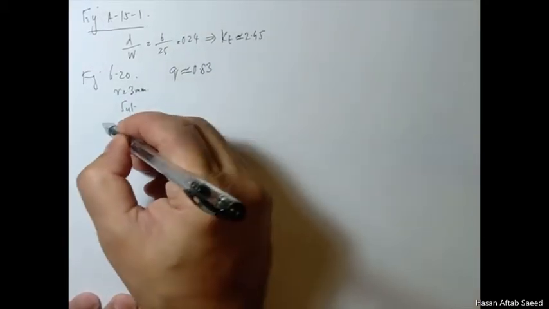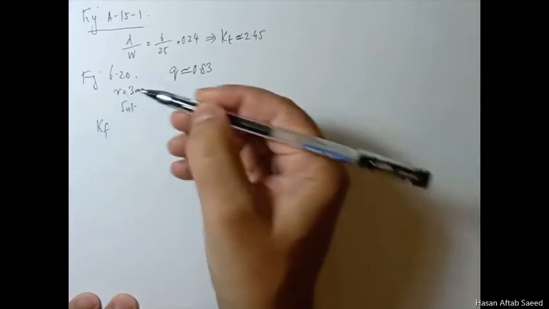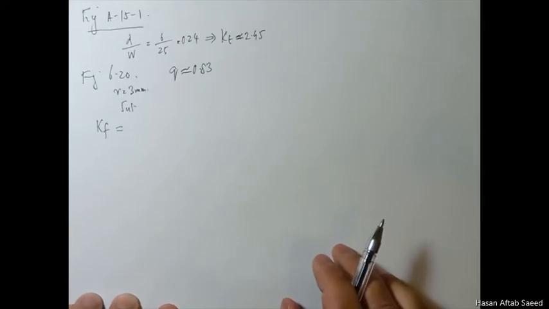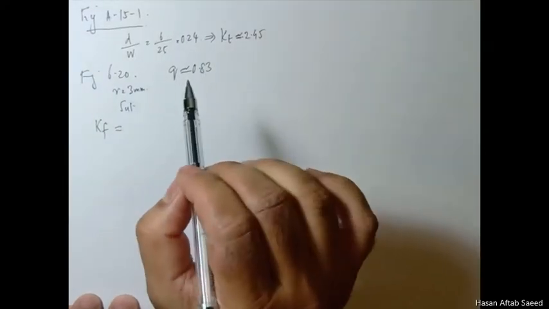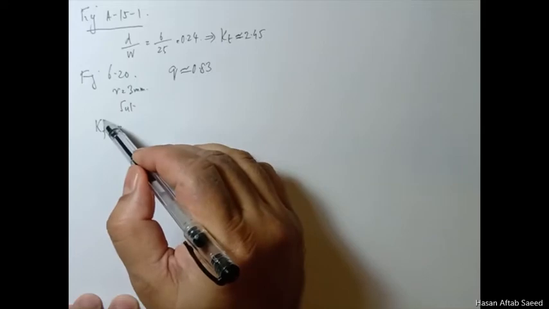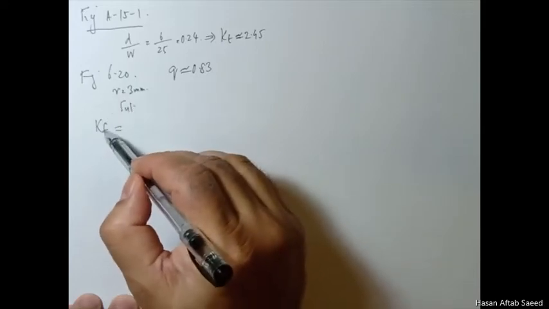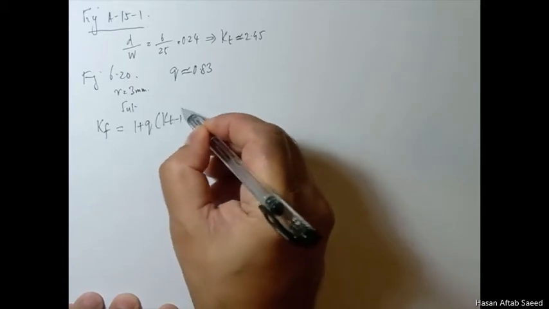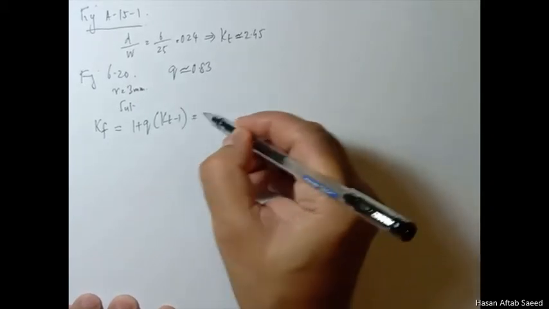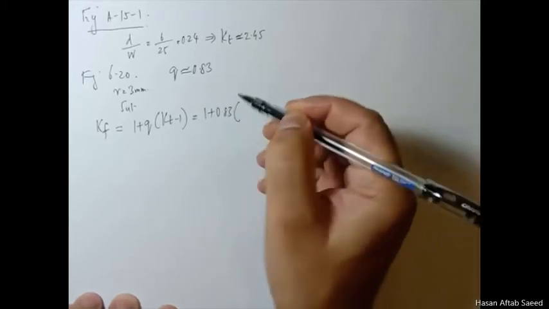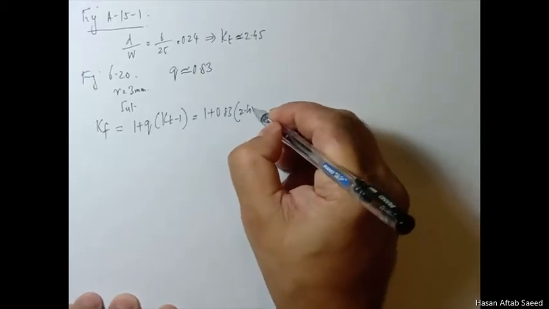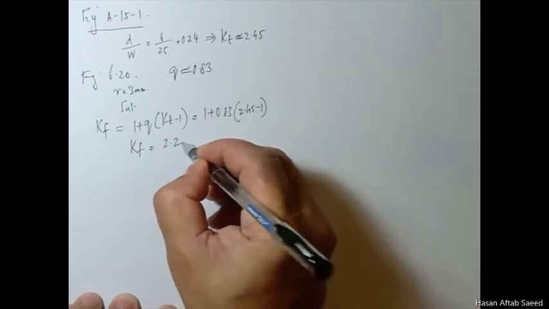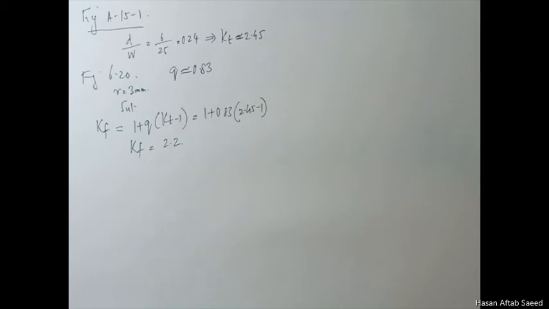Now we have just discussed in the last lecture that in the case of ductile materials subjected to fatigue loading, obviously, we must take the stress concentration factor, which is this KF, the fatigue stress concentration factor. Putting the values, which is then 2.2.